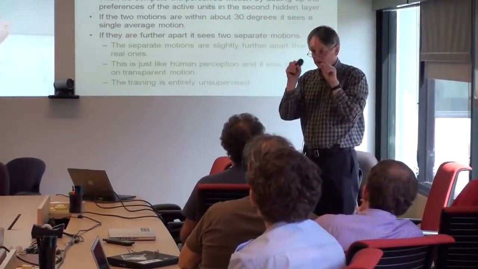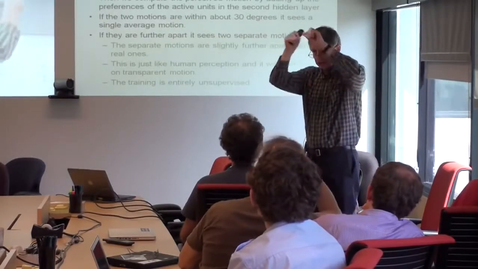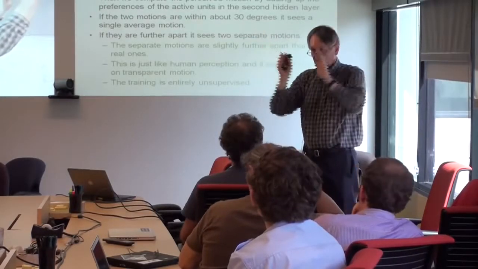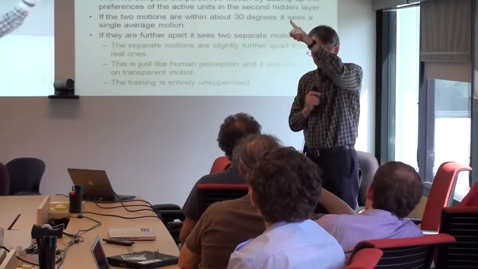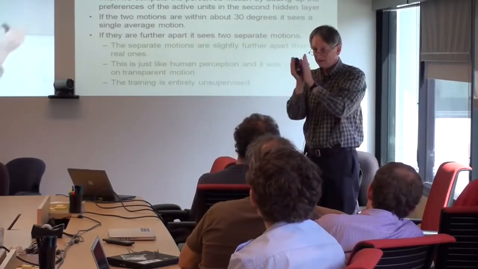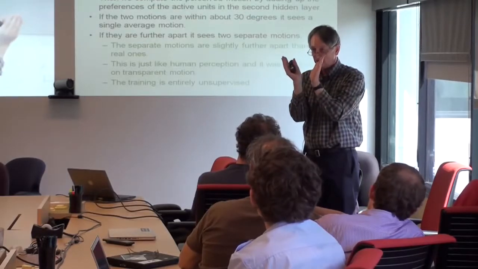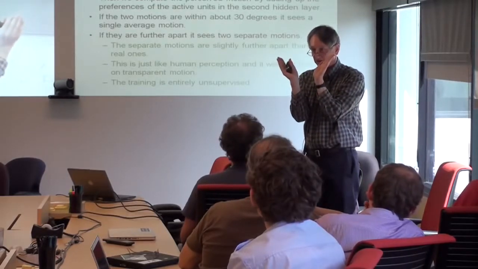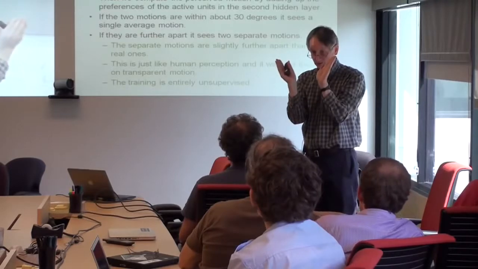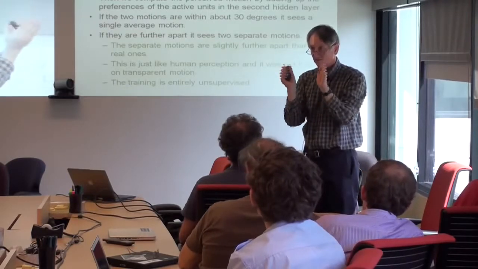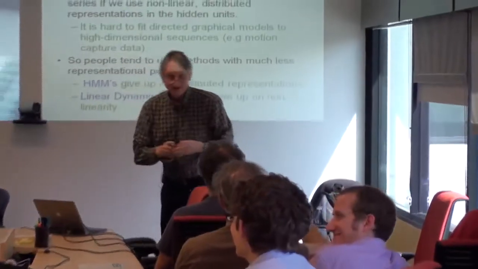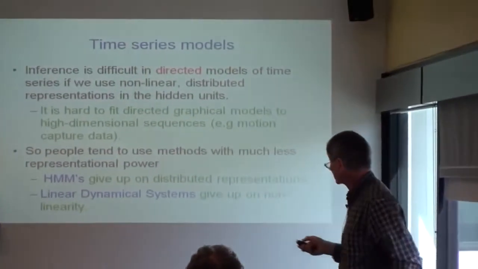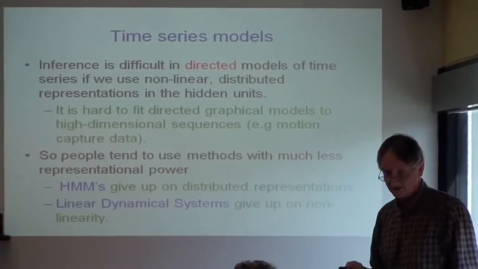Now when you show it transparent motion, and you look at those units in the second hidden layer, if the two motions are within about 30 degrees, it sees a single motion at the average direction. If they're beyond about 30 degrees, it sees two different motions, and what's more, they're repelled from each other. That's exactly what happens with people, and so this is exactly how the brain works. Okay. There's going to be a lot of that kind of reasoning in this talk.